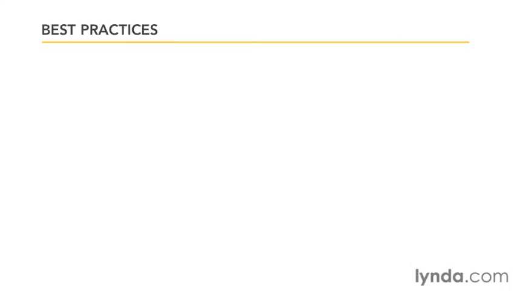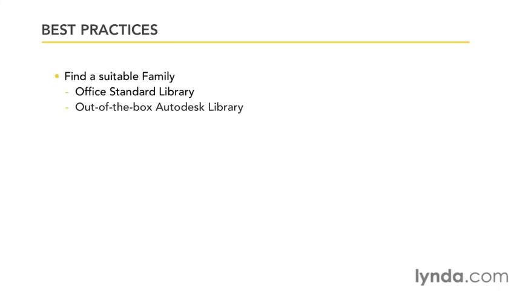So to close out this chapter, let's talk about a few best practices. In general, it is always more efficient to simply load an existing family into your project and use it. If the precise family or type you need is not readily available, you can often find one that's close, and then you can make some quick modifications to it to bring it in line with what you do need.